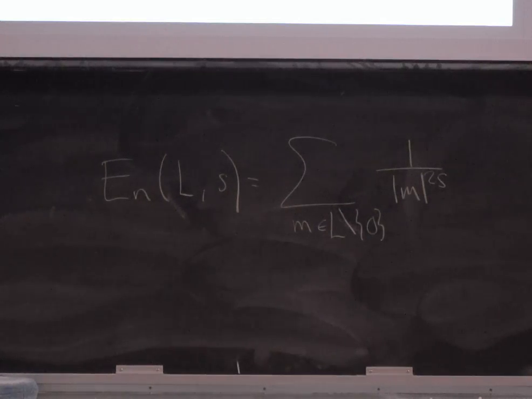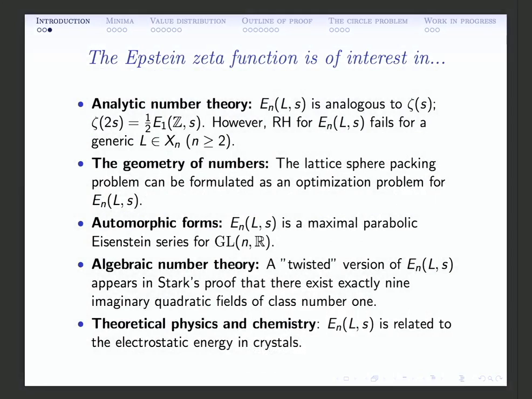So that's how you translate the sphere packing problem to an optimization problem for the Epstein zeta function. And that's one of the connections that I'm interested in in this talk. The Epstein zeta function appears also elsewhere, but that will be less important for this talk. For example, it's an example of an Eisenstein series, so it's of interest with respect to automorphic forms, but there is also interest in relation to physics and chemistry.